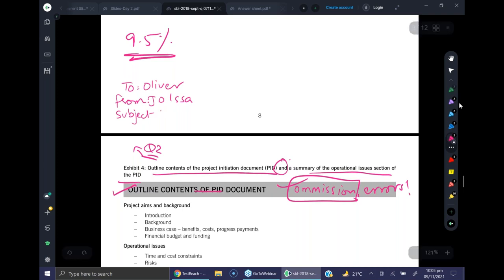Project initiation document. And then you write the date. You write the exam date, or you can put small crosses like this, just to give a reference that you know you have to write a date.